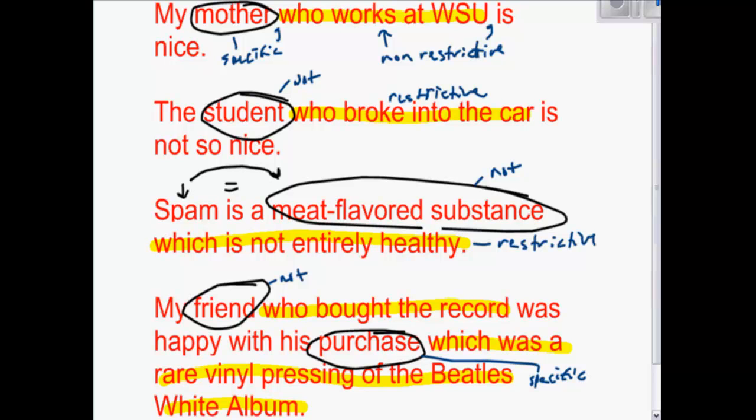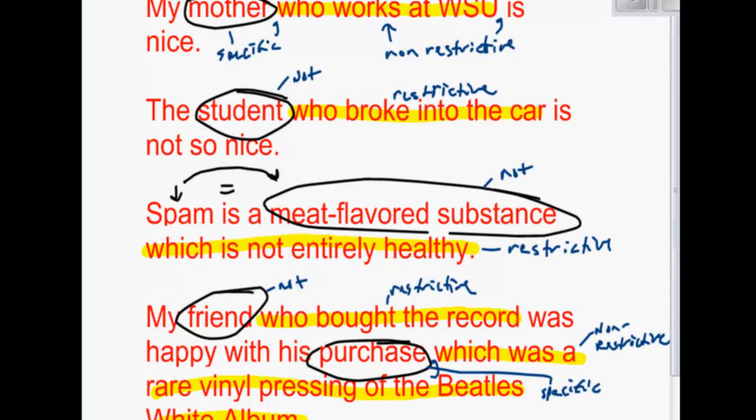My friend who bought the record, again, if I have more than one friend, this tells you which friend, right? It's necessary to tell you which friend. So it is restrictive. And then finally, the purchase, which was a rare vinyl pressing, I want to put in a comma because this is non-restrictive. Okay? So that's kind of the concept here. That's what we're dealing with. Let me go through just a couple more examples then.